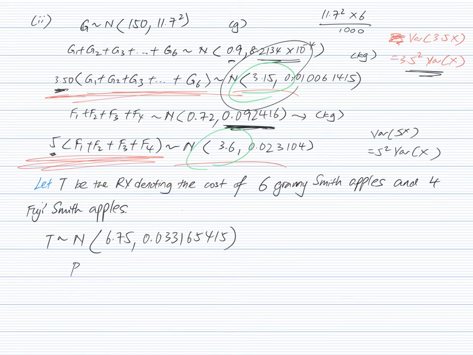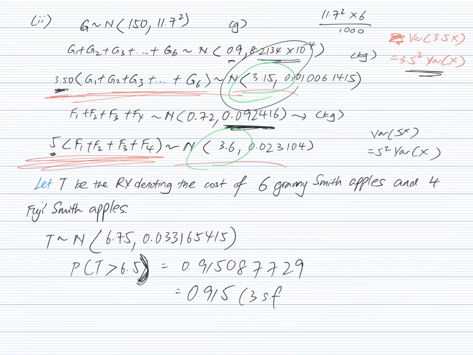Basically, the question requires us to find the probability that the total cost should be more than 6.5, right? So use a GC for this, and you get your answer to be 0.915087729. Approximately, it will just be 0.915.